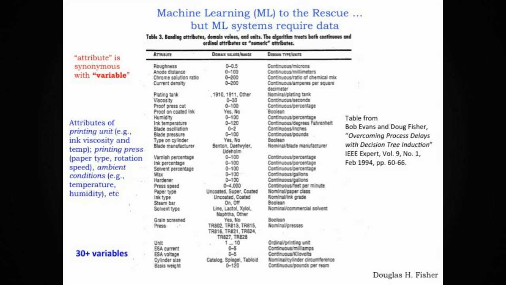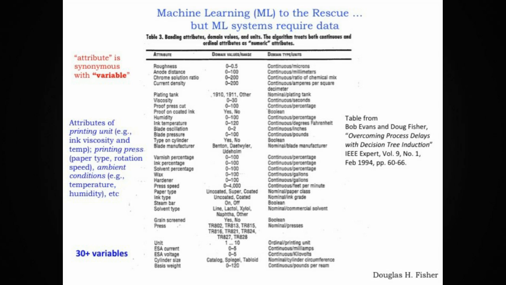The variables or attributes can correspond to individual printing units, characteristics of individual printing units, like the ink viscosity at one printing unit, or the ink temperature at that printing unit. They can be printing press-wide characteristics, like the type of paper that's being used, or the rotational speed of all the printing units. They can refer to ambient conditions, like the ambient temperature and the ambient humidity. So lots of different kinds of variables here. There's over 30 listed in this table.